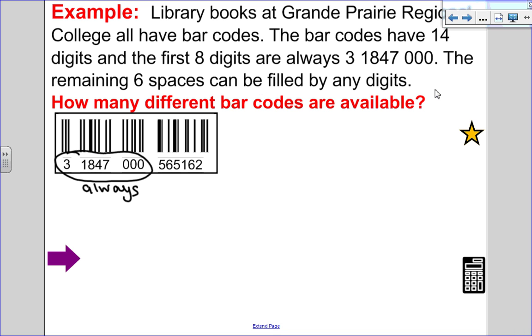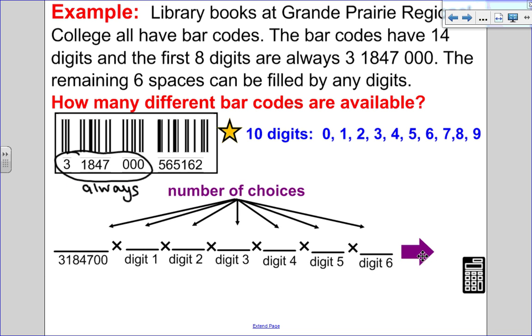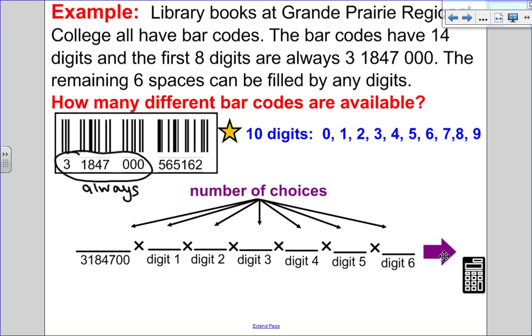Now, if I can fill it by any digit, just to make sure we're all on the same page, there are 10 single-digit numbers, 0 through 9. So I'm going to use the fundamental counting principle to determine the number of choices. Now, when I use these little dashes, the key for me is labeling each little dash, so you know exactly what each stage of the fundamental counting principle represents. So in the very first stage, I can only have one choice. It has to be 318470.